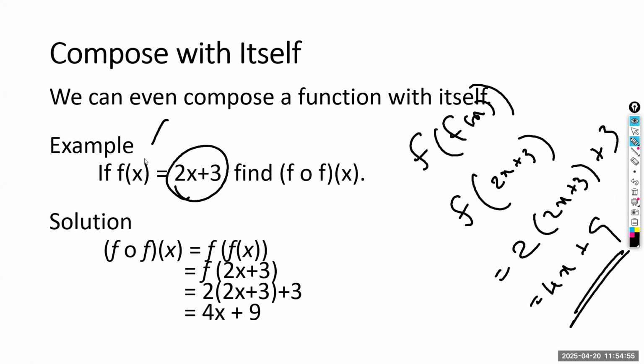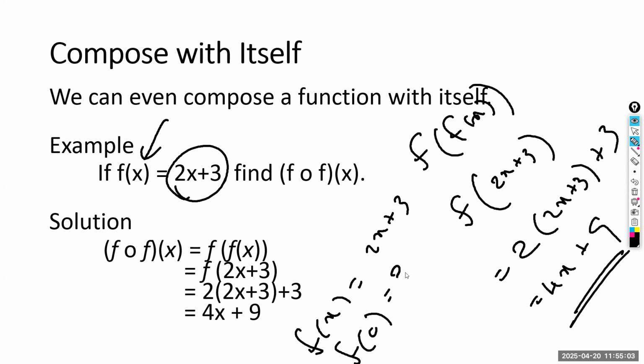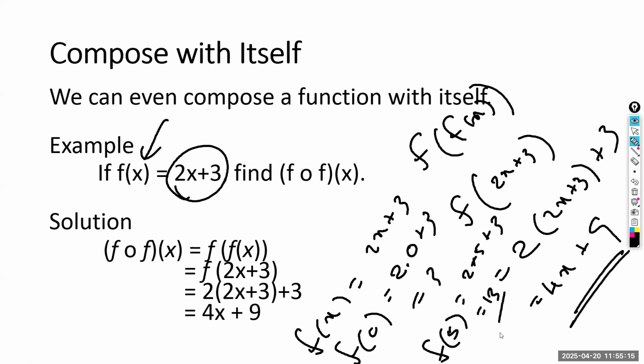And also you can find f(1), f(2), f(3) also, right? For example, if f(x) is 2x plus 3, what is f(0)? 2 times 0 plus 3, that is 3. What is f(5)? 2 times 5 plus 3, that is 13. So same thing, right? Similar concept.